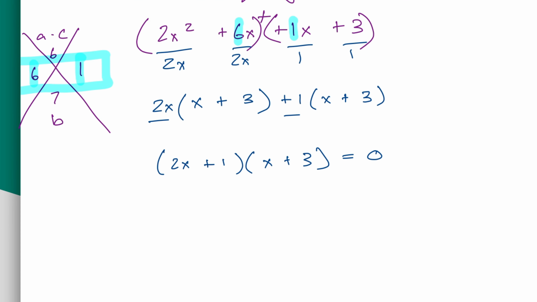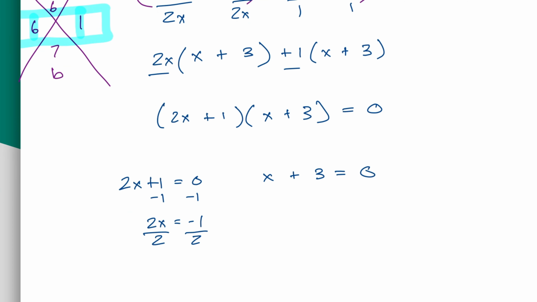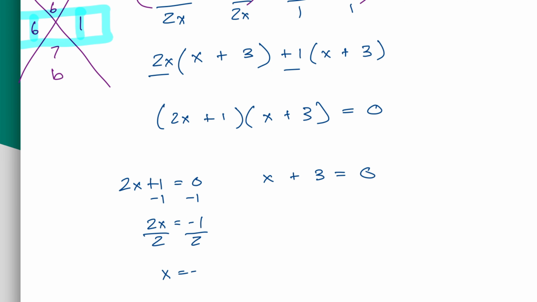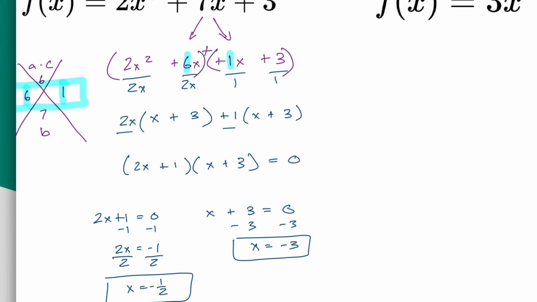So you make your 2 equations. 2x plus 1 is equal to 0, and x plus 3 is equal to 0. All right. And then we solve for x. Minus 1, minus 1. You get 2x equals negative 1. Divide by 2, divide by 2. You get x is equal to negative 1 over 2. Minus 3, minus 3. You get x is equal to negative 3. These are your 2 answers. Now, arguably much more difficult.